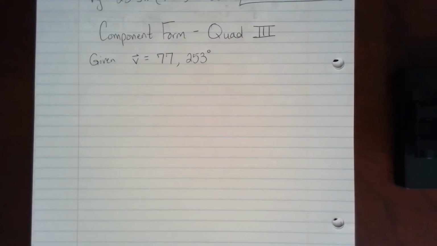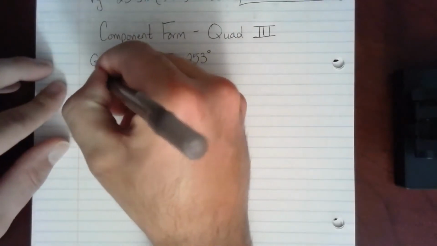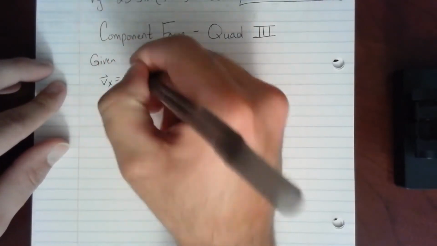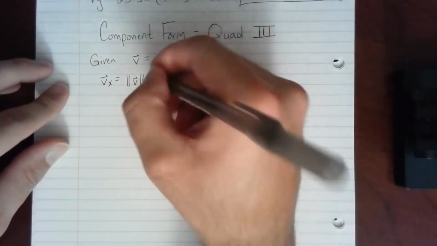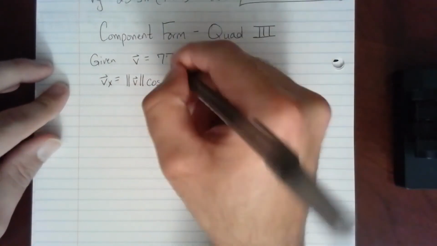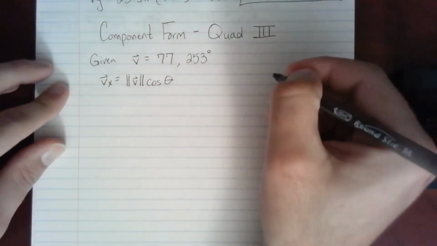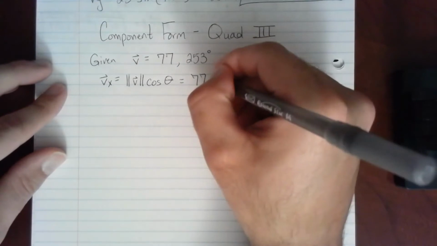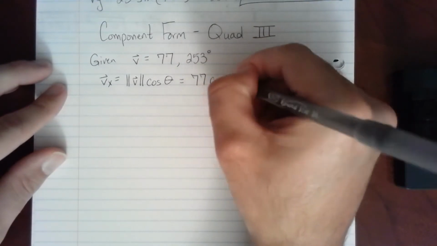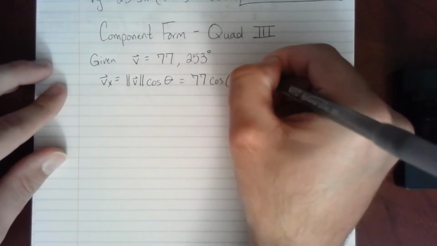If you've not watched those yet and this is your first time, the important thing that we're going to want to keep up with is that our x component is going to be the magnitude of our vector. We already mentioned that that was the 77. We're going to multiply that by the cosine of our angle, which is the 253 here. So we're going to jot that down. We're going to get 77 times cosine of 253 degrees.